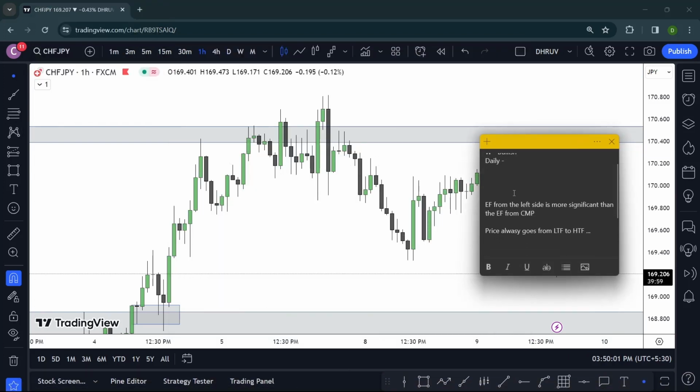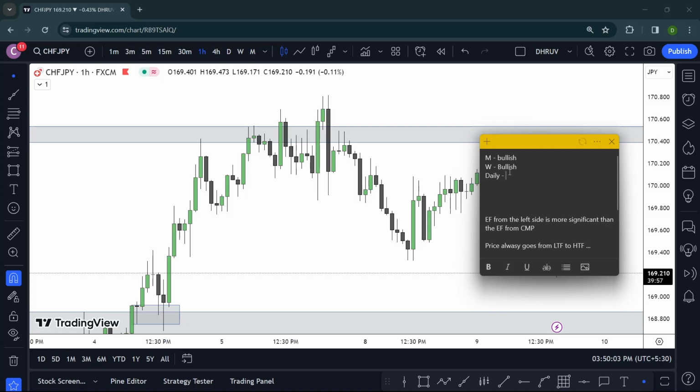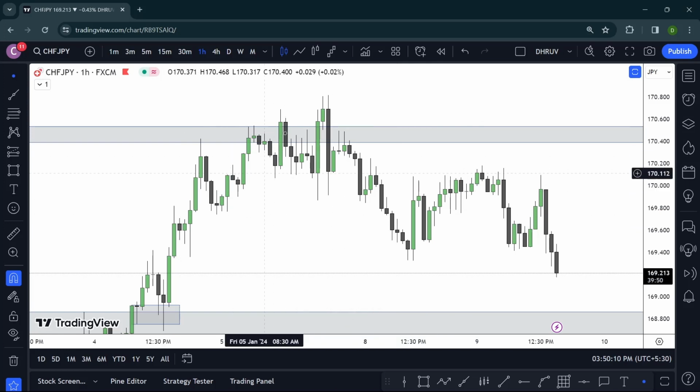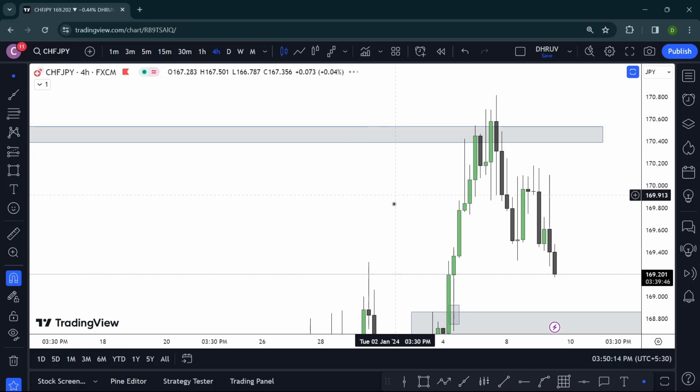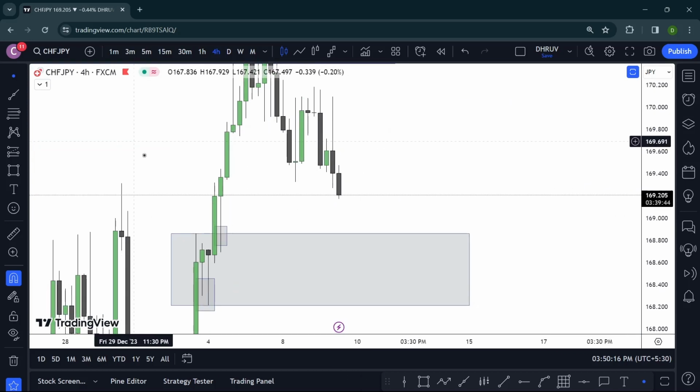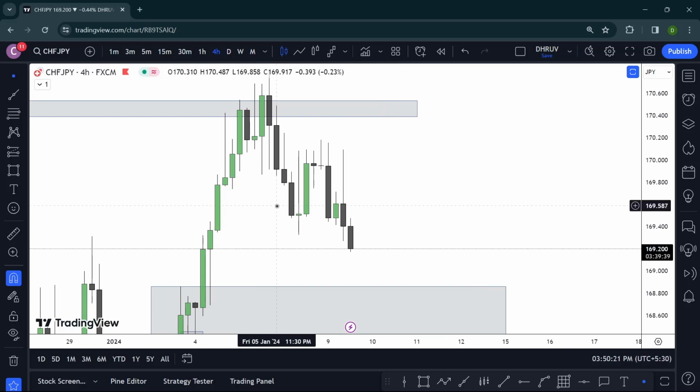Okay. So daily was bullish. Okay. So exhaustion is coming into the market. So now let's look into the H4 time frame now. Cool.